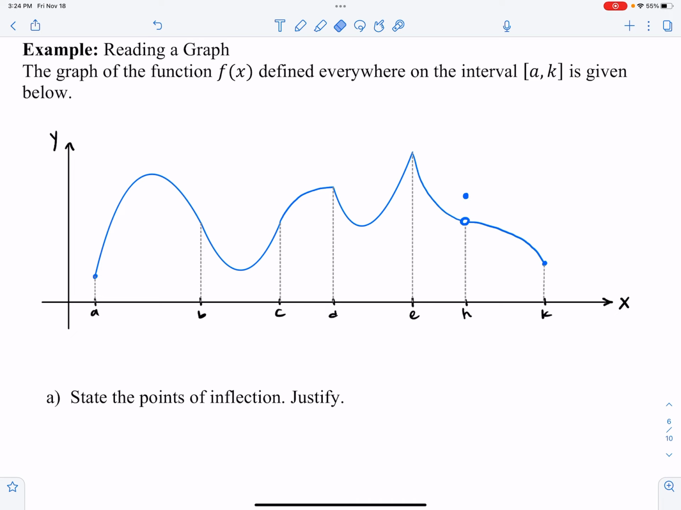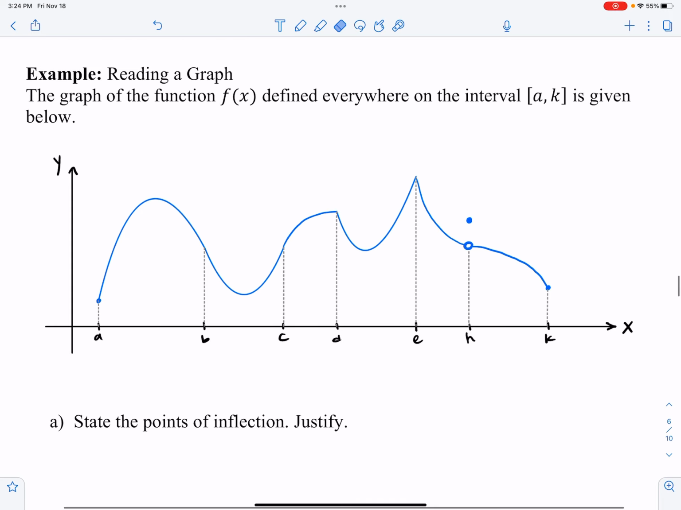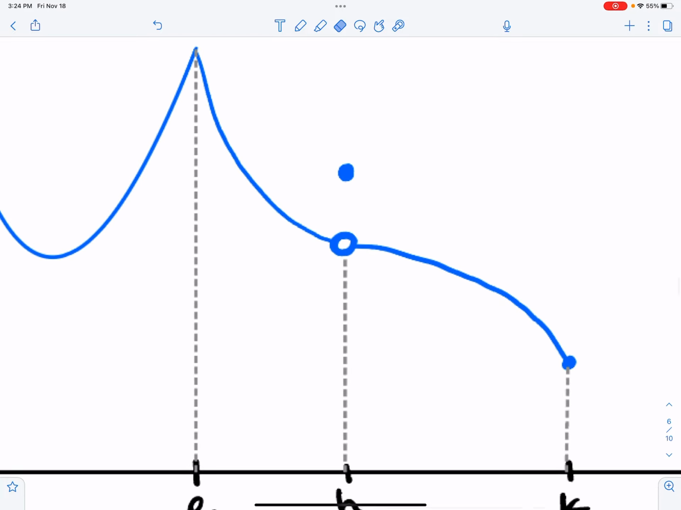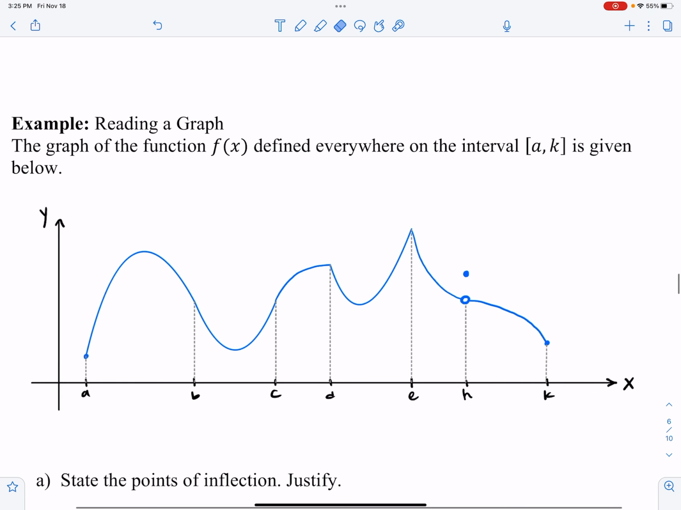So this first example that we're going to look at in this video, we're given the graph of f of x, that the graph of f of x is defined everywhere on the interval from a to k. So that means that every value between a and k has an output for the function f. It does not state that the function is continuous. And we can see that it's not continuous at x equals h. There would be a removable discontinuity at x equals h. But it does look like it's continuous everywhere else.